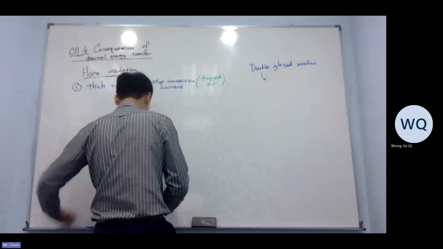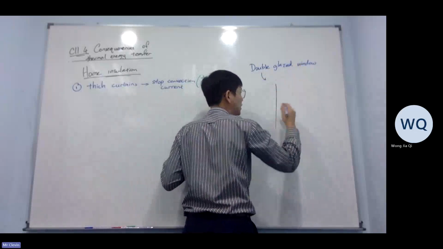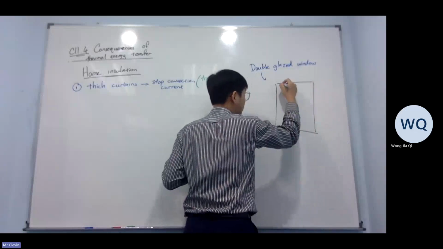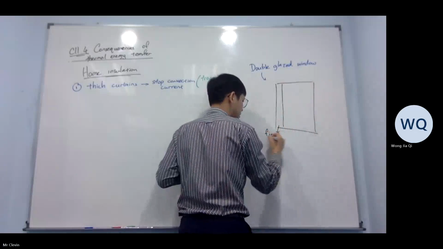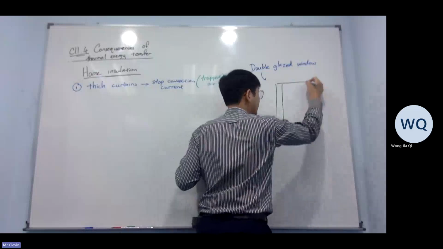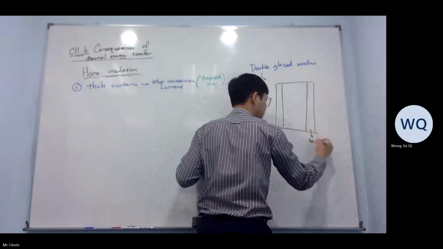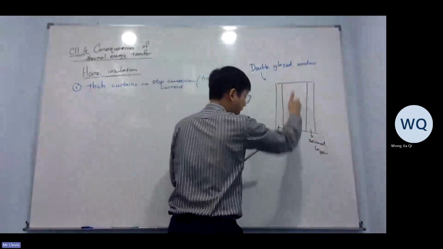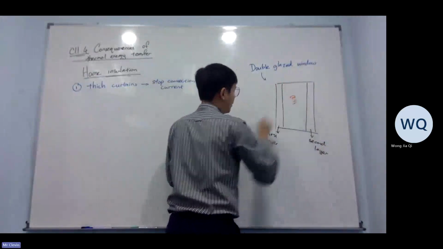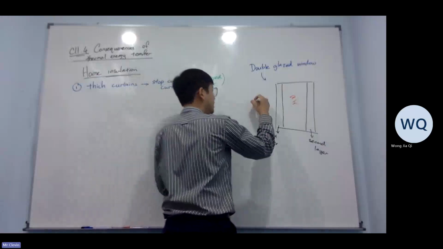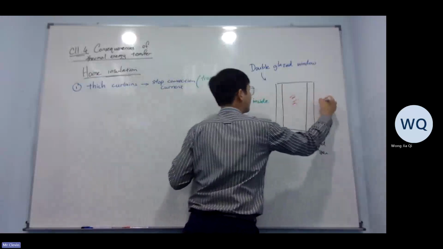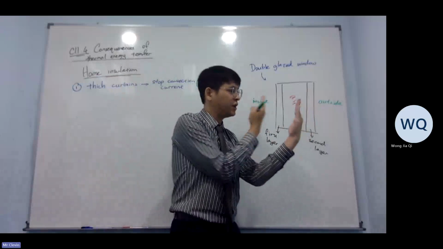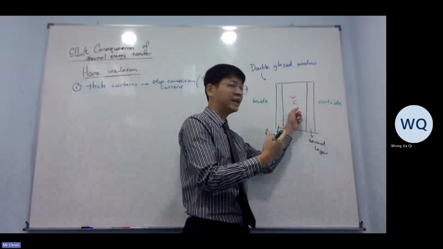Let's say, for example, this is a window viewed from the side. There will be two layers of glass. This is the first layer of glass, this is the second layer of glass, and usually in between there is air. Whatever is here is inside, and whatever is here is outside. This is what we call a double glazed window. It means that there are two layers of the window, and in between is air.